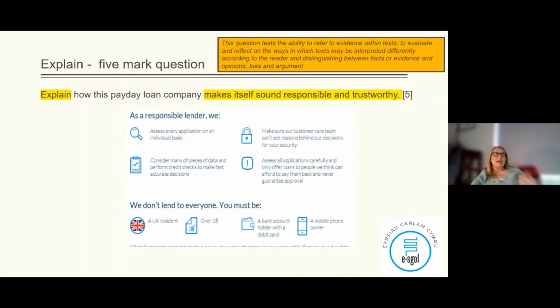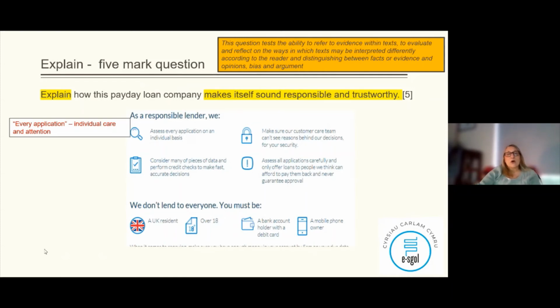So I would recommend that in an exam situation, you also do the same. So for this one, I've looked at this. So I've highlighted, or I would highlight if I could on this, every application. So that implies that they give individual care and attention to every application, which makes them sound responsible because they're looking at everyone's application on an individual basis.